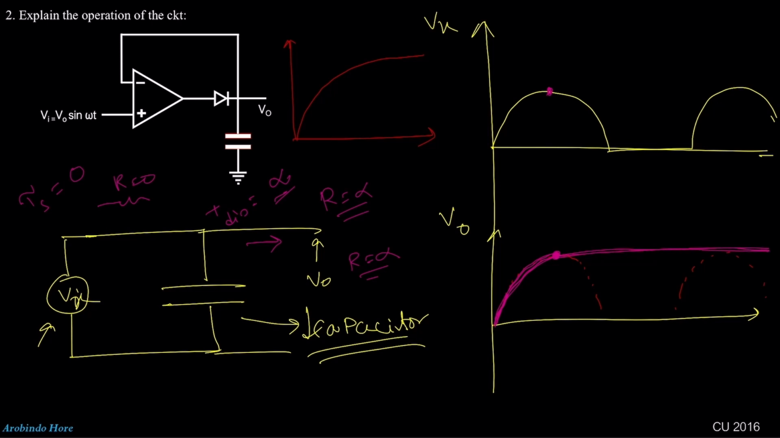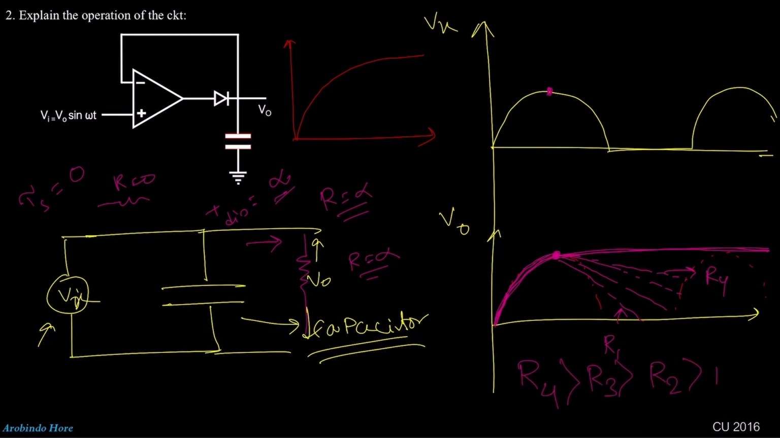But suppose you have a resistance here, then what will happen? Then this capacitor will discharge depending upon the time constant of the resistance, like this. Suppose this resistance is R1 and this resistance is R4. So we can write down R4 should be greater than R3, should be greater than R2, should be greater than R1. Okay, so this will be the answer.